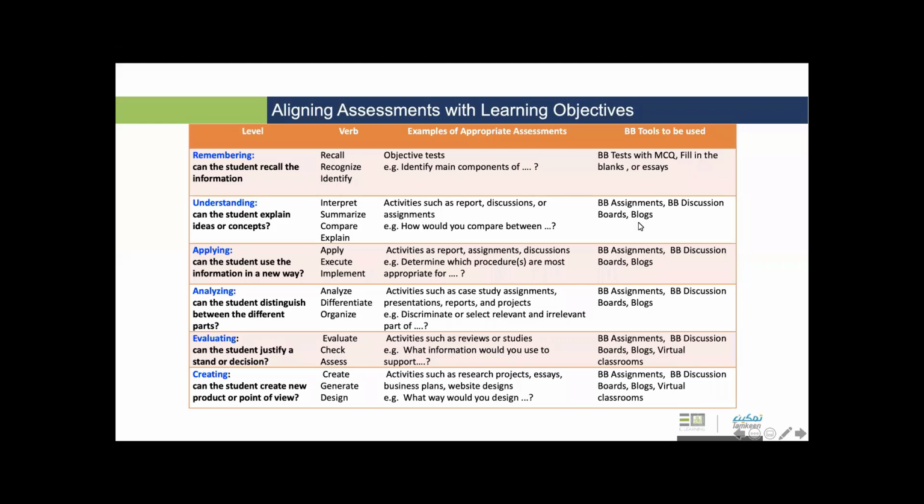Then applying. If you want your student to apply information in a new way, you can use assignments, discussion boards, and blogs. Then analyzing. If you want your student to distinguish between different parts, you can ask them to analyze or distinguish or differentiate between things. Like in this example, discriminate or select relevant and irrelevant parts of something. And you can use Blackboard assignments, Blackboard discussion boards, or blogs.